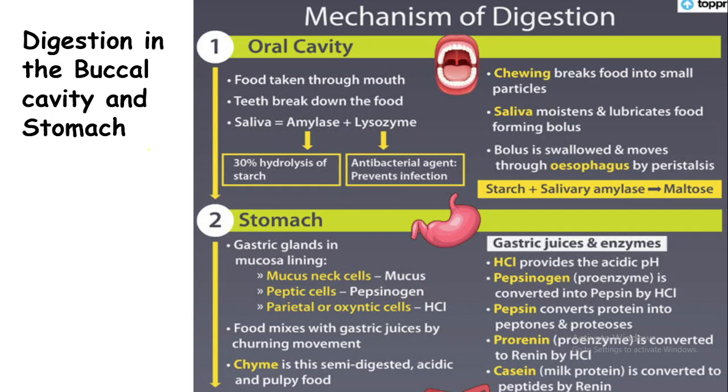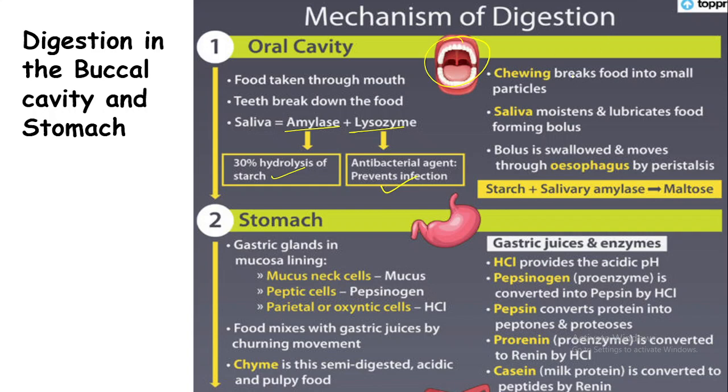In the oral cavity, your mouth region, food is taken through the mouth. Teeth break down the food mechanically. The saliva, which is a combination of amylase and lysozyme, converts 30% of starch into the disaccharide. Lysozyme is an antibacterial agent that helps in preventing potential infections.